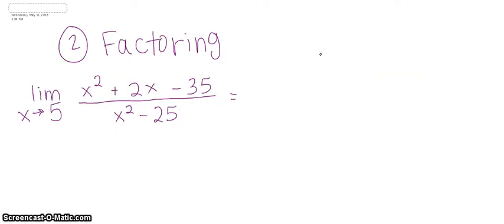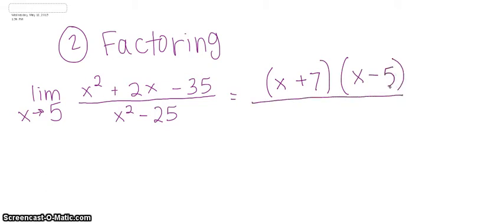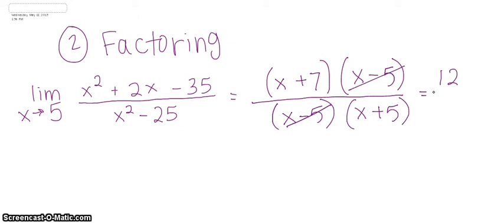However, if we factor the polynomials, we have common terms that cancel out. For example, we can take the top and factor it to make (x + 7)(x - 5), and then the bottom would be (x - 5)(x + 5), so the x - 5s would cancel out. Therefore, when plugging in 5, the limit would be equal to 12/10, or 6/5.